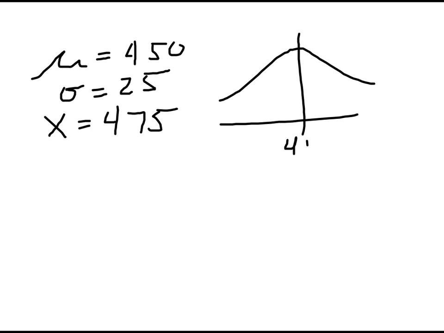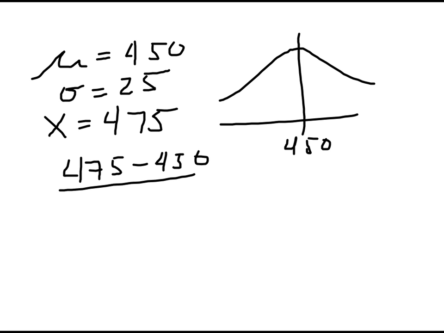So this is our mean. So we're going to take 475 minus 450 divided by 25, and that gives us a z-score of 1.